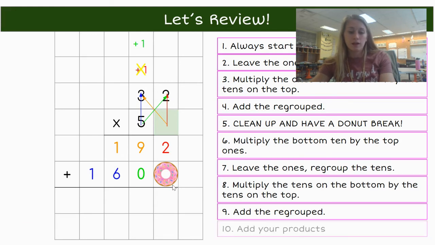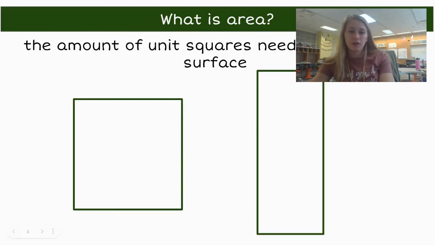Then you need to add up the products. 192 plus 1,600. When we add those together, we get 1,812. Nice job. What is area? The amount of unit squares needed to cover a surface. So that means we're wanting to know how much is inside this shape. That means it covers a certain amount.